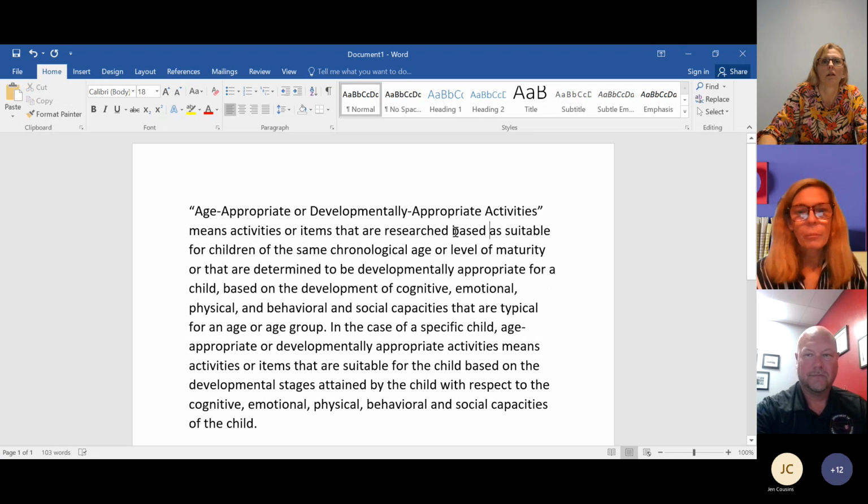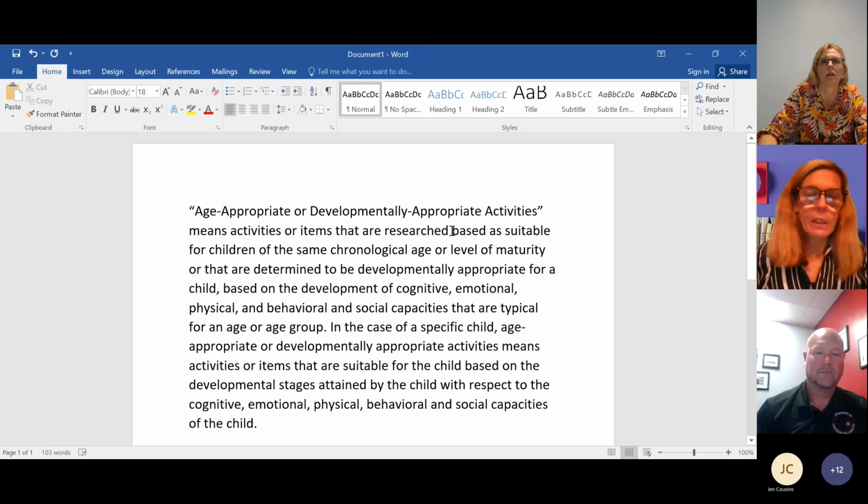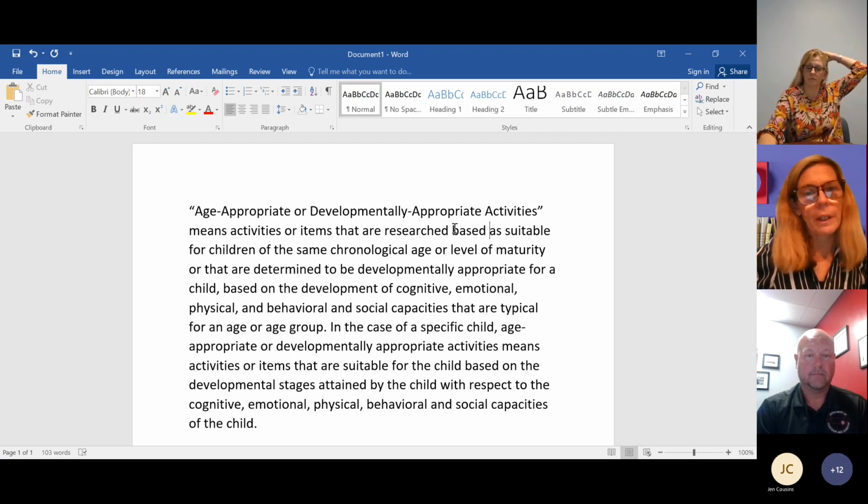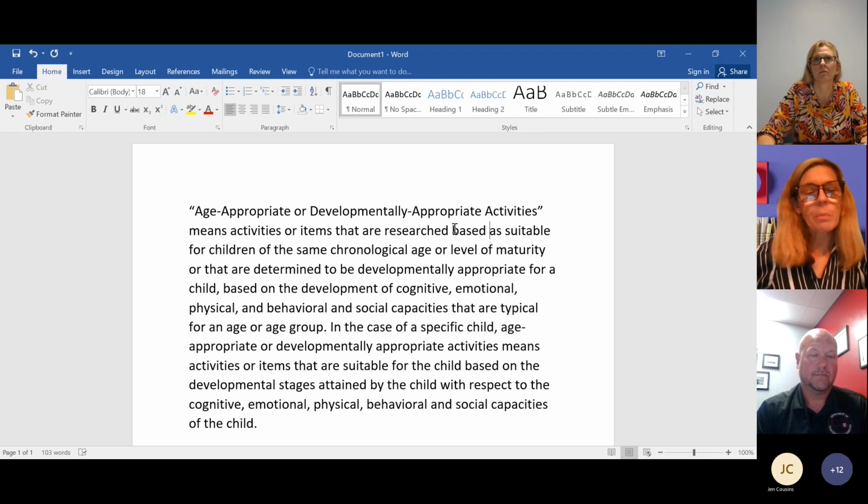Yeah, I think giving it research-based gives it a little teeth, and it also would allow a school board to do due diligence if they needed to for any other stakeholders, like parents or community groups, that they could support decisions based on research. I think that's a good direction to go.